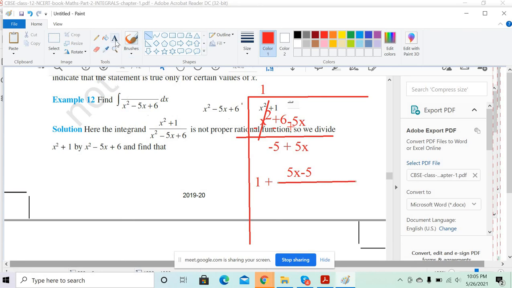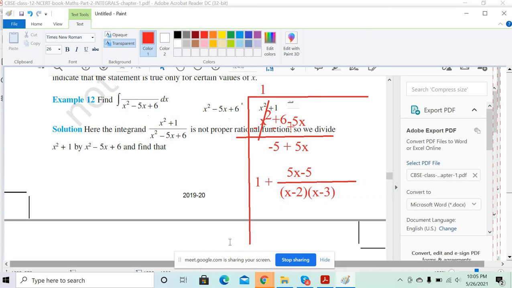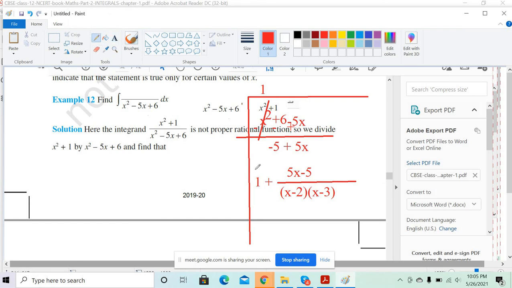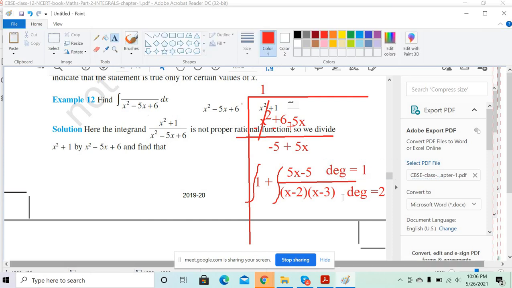And when you solve this part, x square minus 5x plus 6, you will get it in the form of x minus 2 into x minus 3. You can factorize it. Got it? So you do this integration separately, and you do this integration separately. This came in the form of partial fractions because the denominator degree is 2 and the numerator degree is 1, correct? So you can express this in the form of a by x minus 2 plus b by x minus 3, right?